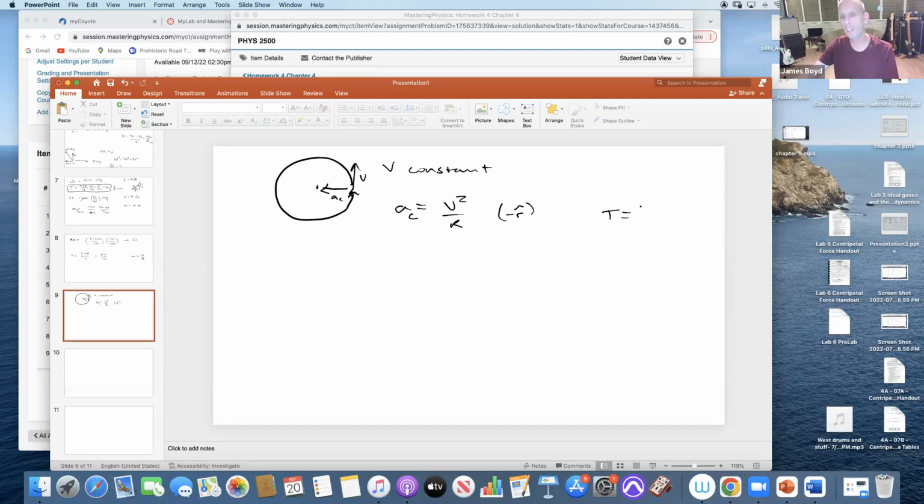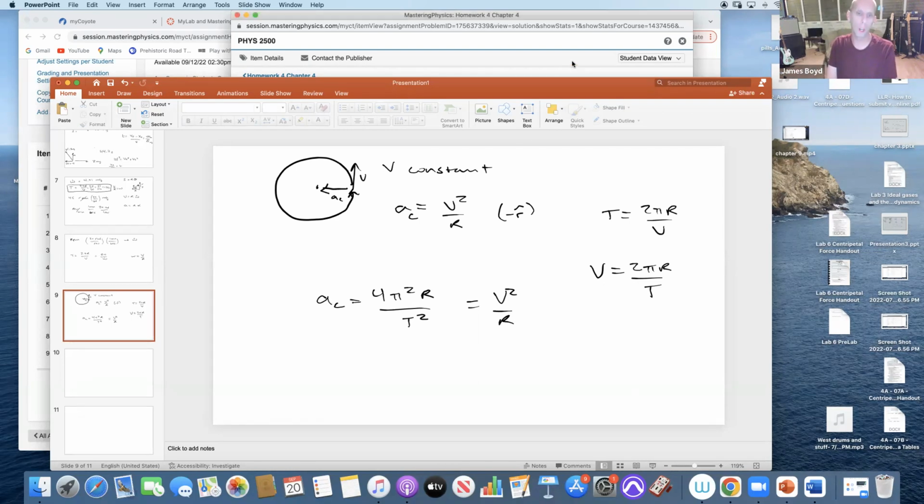The only other thing we have here is 2 pi R over v is our period. And that means that if we solve this for v, we get 2 pi R over T, square everything and plug it in here, and you get 4 pi squared R squared over R, which is just R, over T squared. So you can equate those if you need to for some reason.